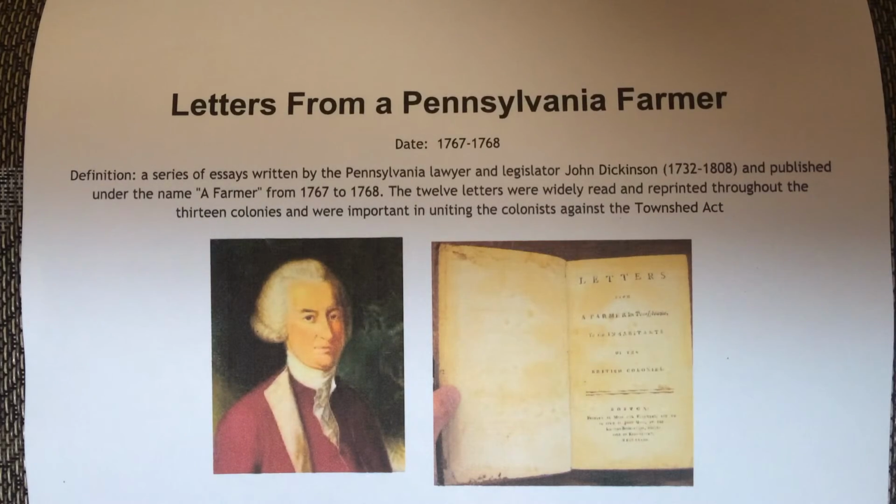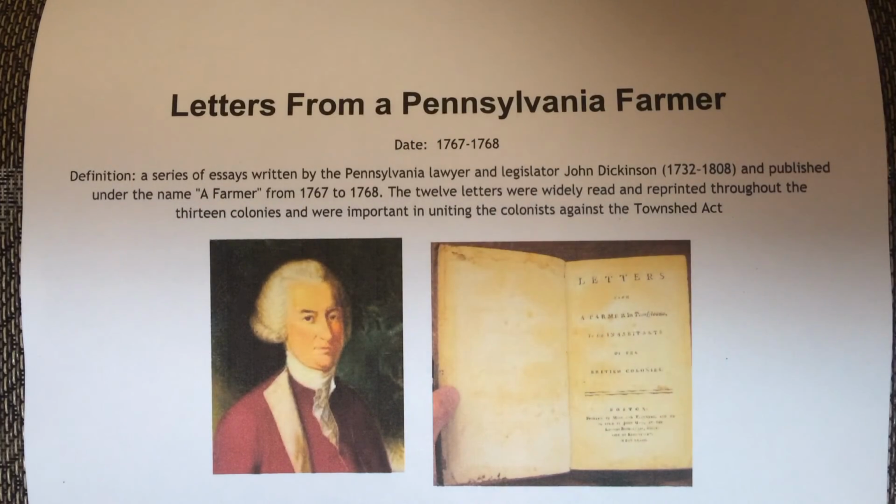In the document Letters from a Pennsylvania Farmer, Dickinson argued that the colonies were sovereign in their internal affairs. He then argued that taxes laid upon the colonies by Parliament for the purpose of raising revenue rather than regulating trade were unconstitutional. In conclusion, all of these events helped lead up to the beginning of the American Revolution.